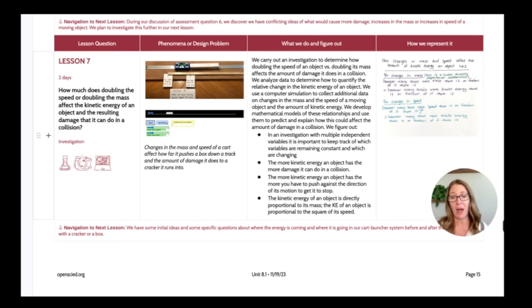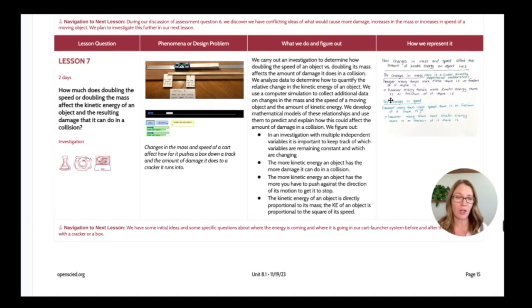kinetic energy. And we figure out that the kinetic energy of an object is directly proportional to its mass, and the kinetic energy of an object is proportional to the square of its speed. So we're going to use some mathematical models to figure that out. We also realize that the more kinetic energy an object has, the more damage it can do. And the more kinetic energy an object has, the more it takes to stop it, the more force or push against the direction of motion in order to stop it.